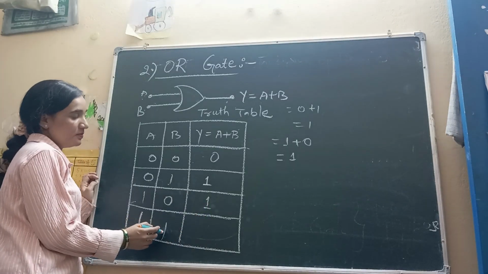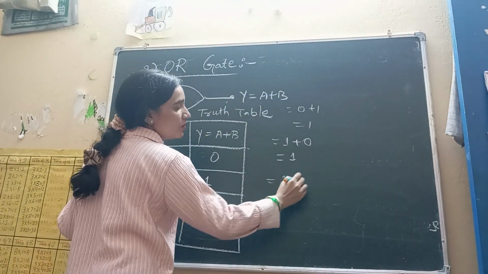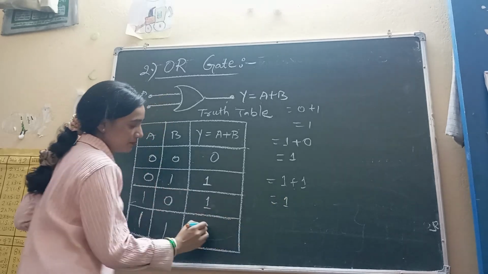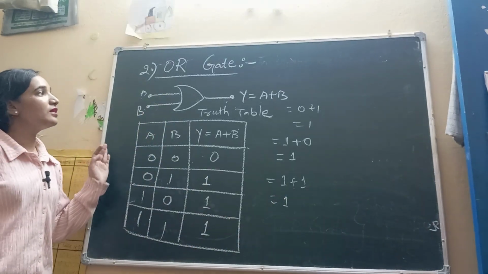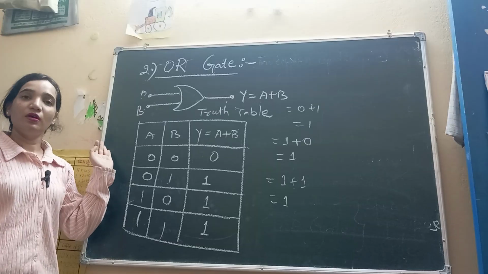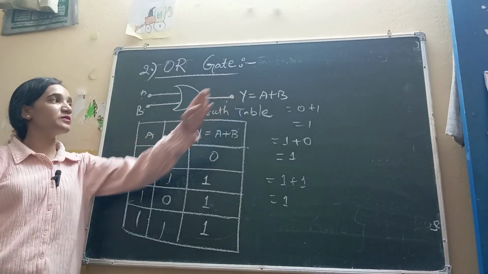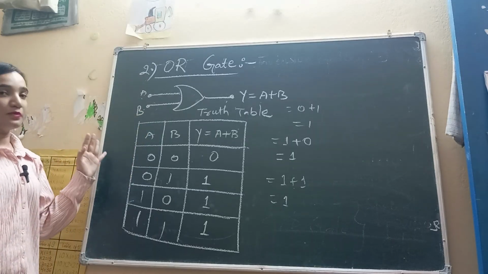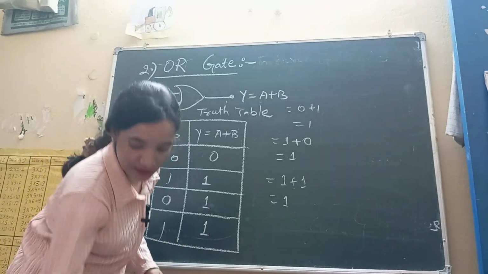When A is high and B is high, meaning both are high, the output will be high. So this is the truth table of OR, this is the Boolean expression for OR, and this is the symbol. So let us move to the next gate.